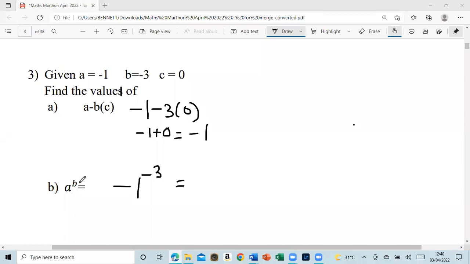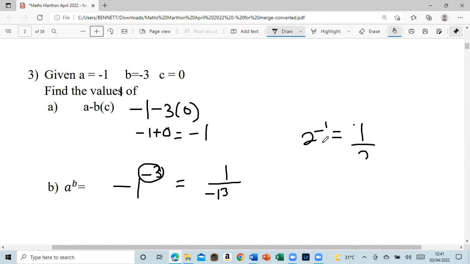All right. So a raised to the negative b, so that's -1 raised to the -3. What does the negative index indicate? It's like a fraction, right? So it's 1 over -1 to the third power. Just as if we have 2 raised to the -1, it actually means 1 over 2, right? So it's a fraction. So this is not -1 cubed, guys. This is 1 over -1 raised to the third power. So that will give us 1 over -1, as -1 times -1 times -1.